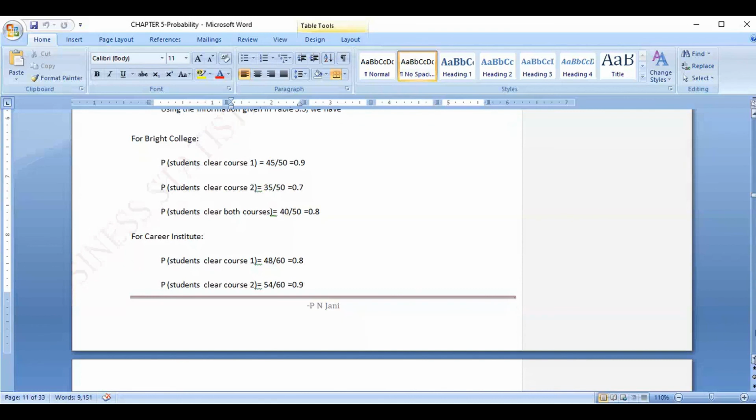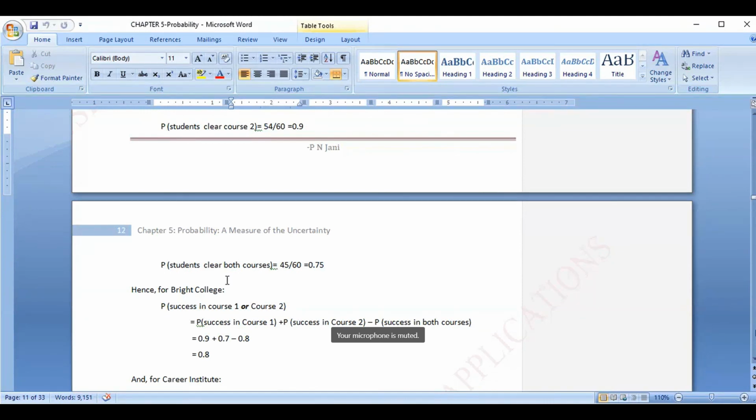What is next? Now we are finding, for Bright College, the success rate in course 1 or course 2. According to our theorem, the probability of A union B is equal to probability of A plus probability of B minus probability of A intersection B. Simple, 0.8. All probabilities are available with us. The same way, calculate the probability of success rate for Career Institute: probability of success in course 1 or 2 is probability of A plus probability of B minus probability of A intersection B.